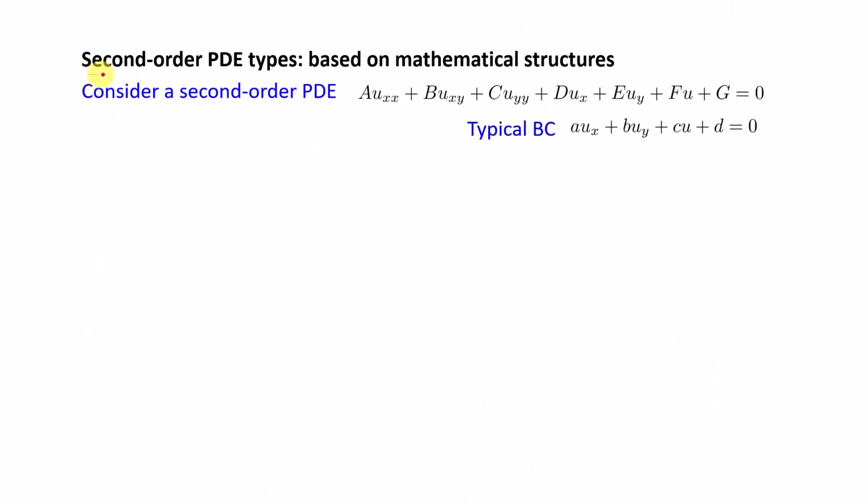Now we take up a certain second order partial differential equation. So we have this a u xx plus b u xy plus c u yy plus d ux, etc. It will have typical boundary condition of a u x plus b u y plus c u plus d equals 0. And because this is a second order partial differential equation, this a may contain some second derivative, first derivative, etc., but it cannot contain a third or higher derivative. And the same is true for b, c, d, etc.